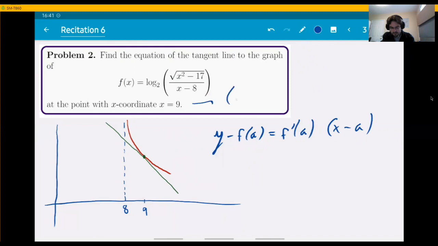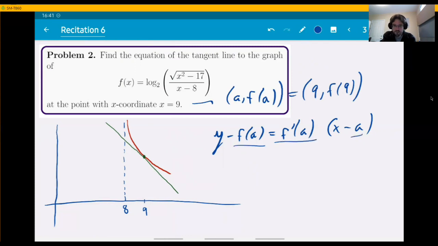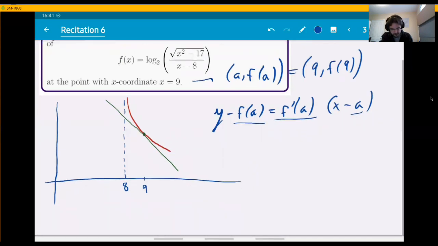The x coordinate of the point where you want the tangent line to be based is 9 in this problem. And we don't know f of 9 yet, but we can find that easily from the function. So we're going to need to know f of 9, and we're going to need to know f prime of 9. We need the derivative. Let's actually compute the derivative first.